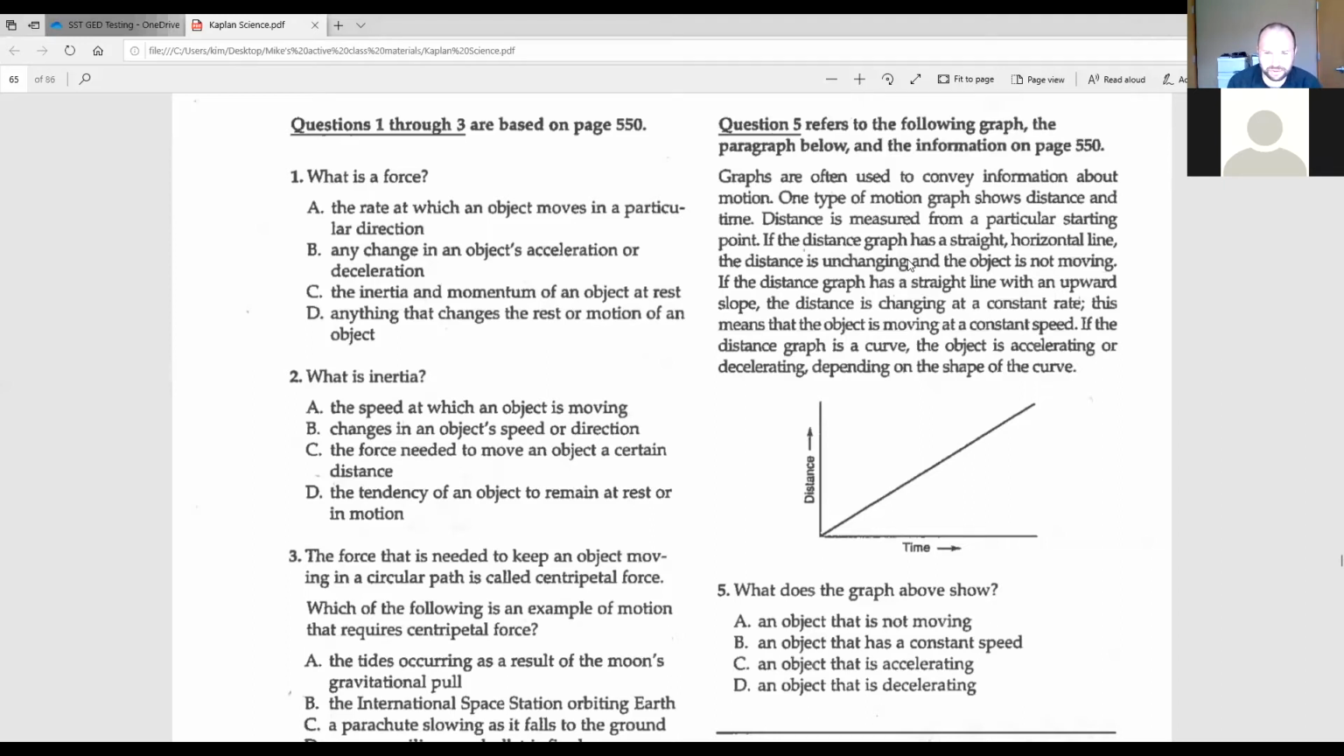What does the graph above show? A, an object that is not moving. We know that's not true. Moving or not moving would look like that. An object that has a constant speed, an object that is accelerating, or an object that is decelerating. We know a straight line ascending in a positive direction is an object traveling at a constant speed. So the answer is B.